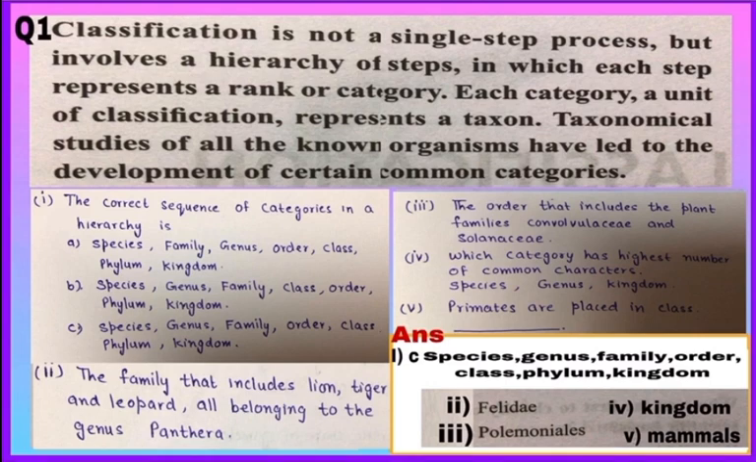Third part of the question. The order that includes the plant families Convolvulaceae and Solanaceae. The name of the order is Polymoniales. Fourth part of the question. Which category has highest number of common characters? Species, genus or kingdom? It is kingdom which has highest number of common characters. Fifth part of the question. Primates are placed in class mammals.